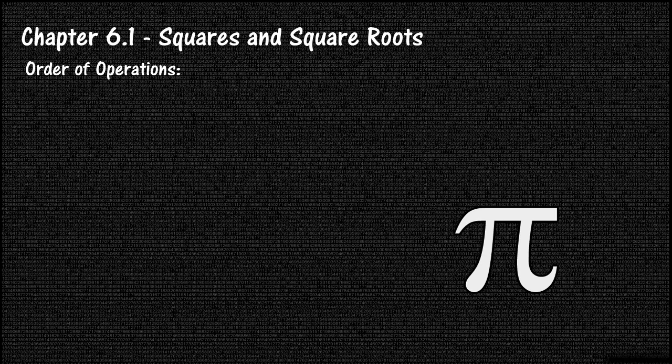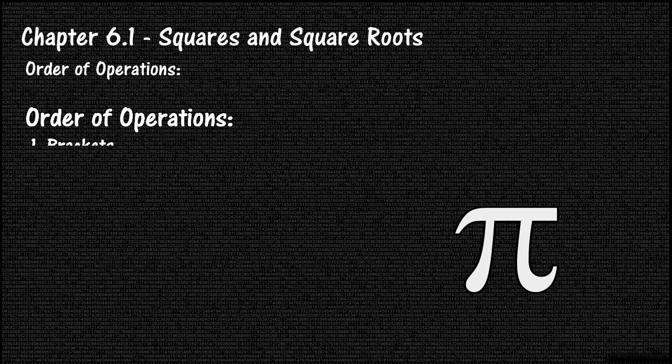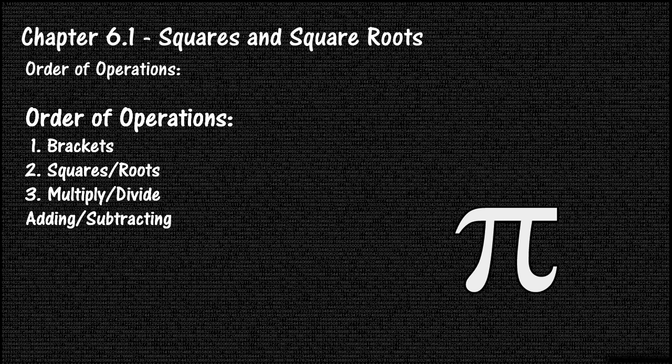Now let's talk about the order of operations, shall we? By now you should know the order of operations from the top of your head. First we solve any brackets, then we multiply and divide from left to right, and finally we add and subtract from left to right. With the introduction of squares and square roots, the order will change slightly. The squares and roots will become the new number 2, and all the others just go down one spot. Let's practice this a few times, just to be sure.